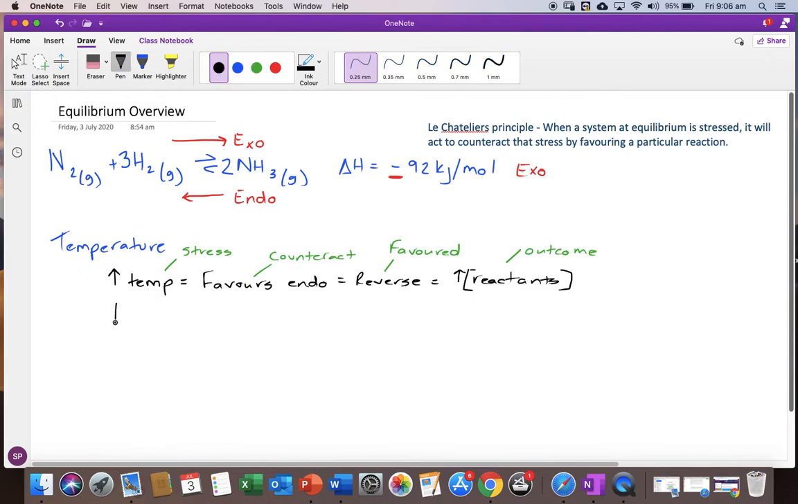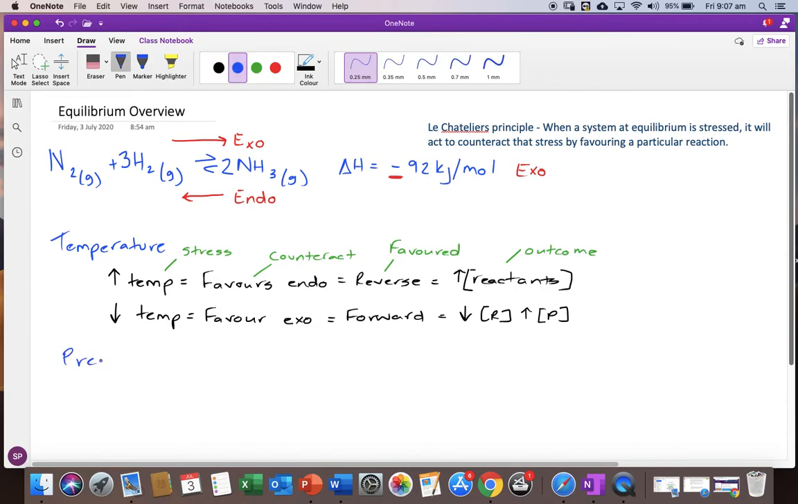Okay, if we look at the opposite, if temperature is decreased in this particular system, then it's going to favour the exothermic reaction in an attempt to increase the temperature that has just been decreased. That means that we're going to favour the forward reaction, and that is going to lead to either a decrease in reactants or an increase in products. So we're going to get more ammonia.